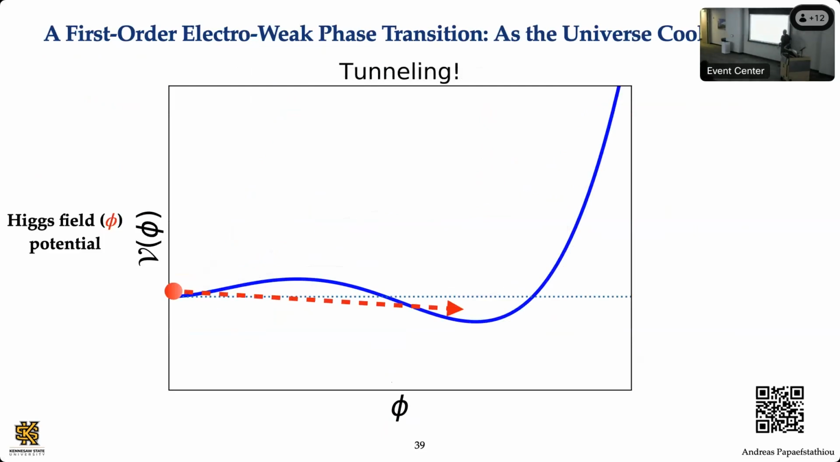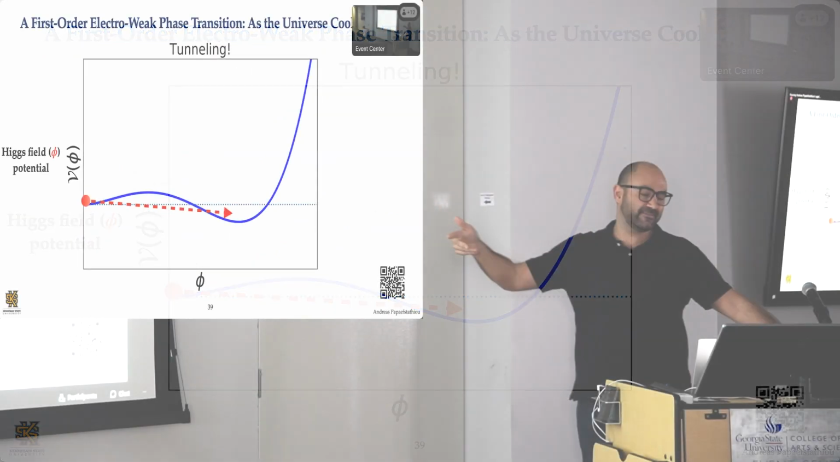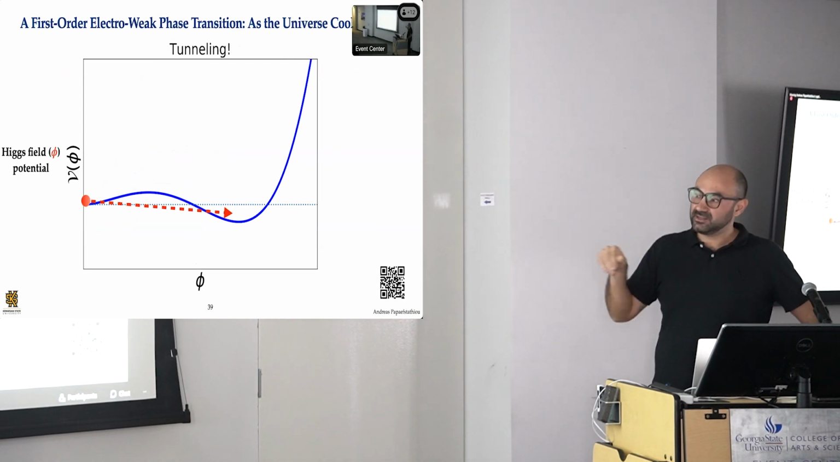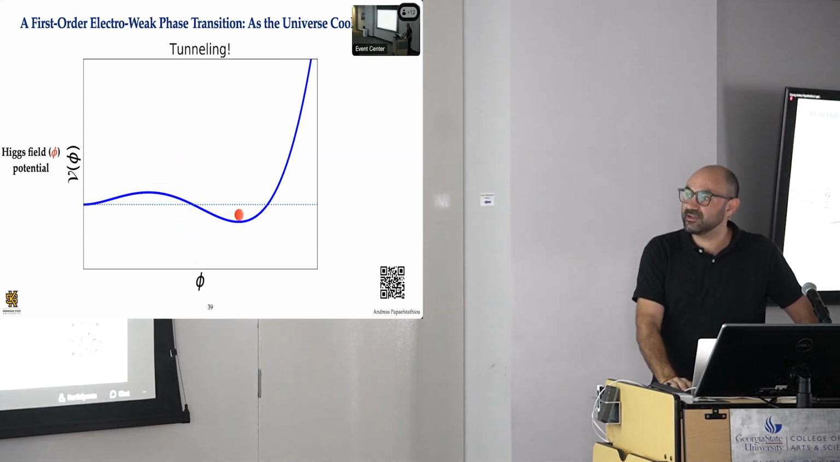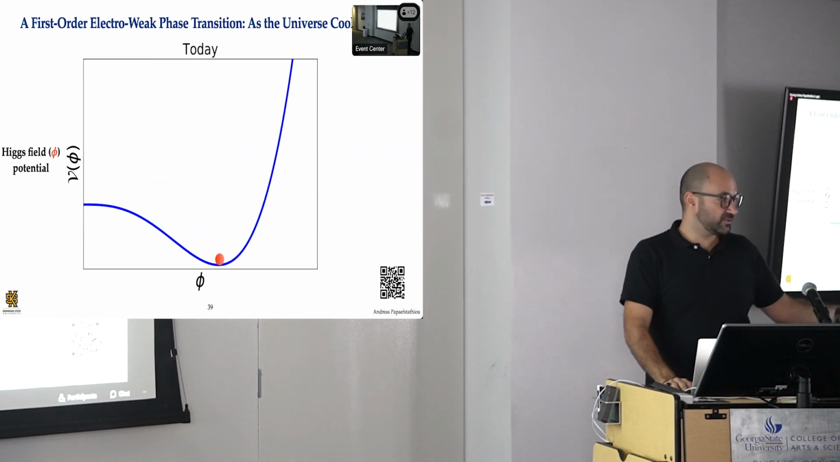But when this happens, this can happen at different points in the universe. What happens is you have creation of bubbles of the more stable situation, right? So this is a quantum mechanical phenomenon, so it can happen spontaneously at different parts of the universe, and this creates bubbles. And today, of course, we end up with this potential.